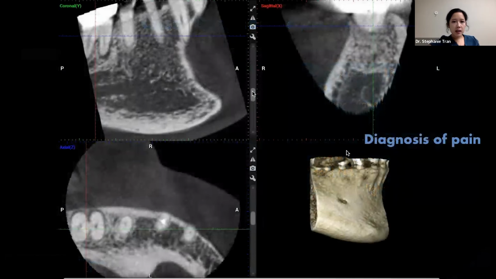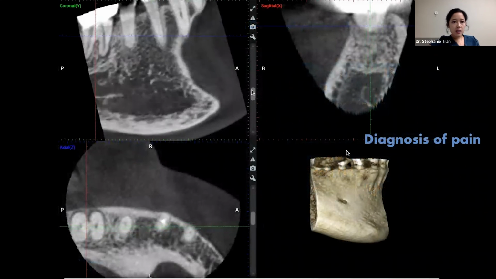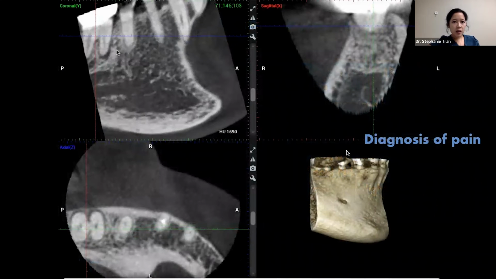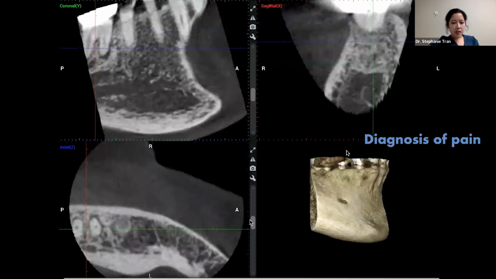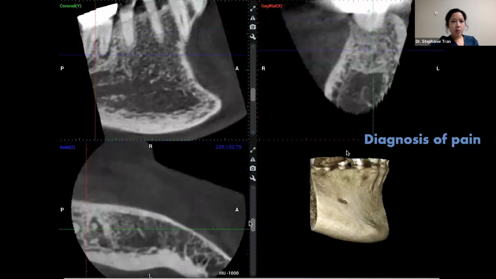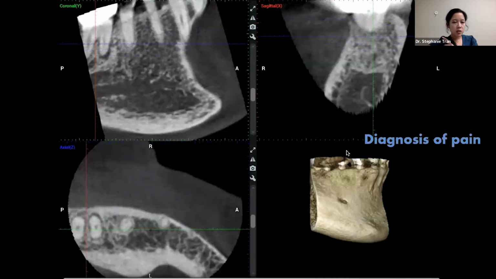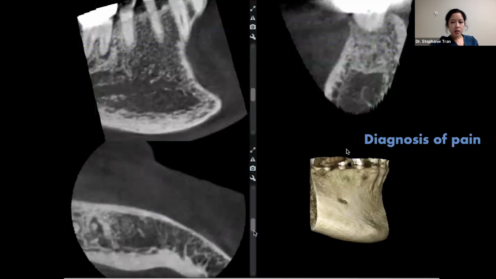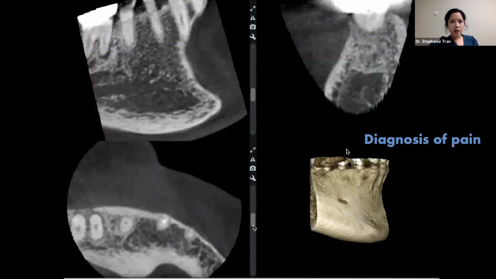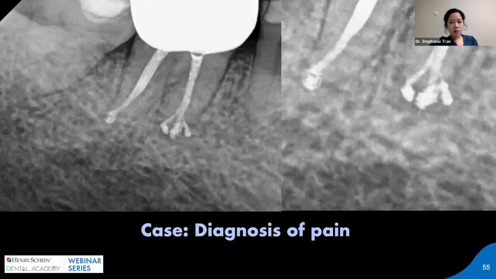We found that when you scroll through the slices, there's a widened apical PDL right there associated with the number 30. And we can see that widened PDL is right in the apical area, and comparing it to the premolars or to the other teeth, it's clearly coming from that tooth and not from the other teeth in that area. So that tells us that it's actually coming from that tooth number 30.